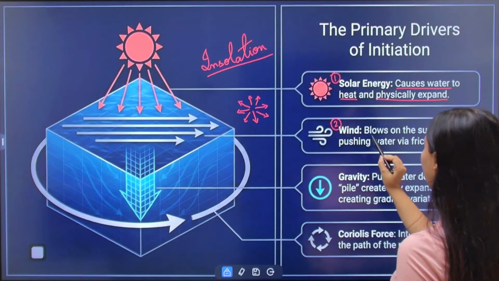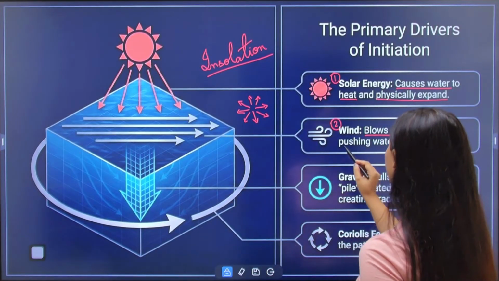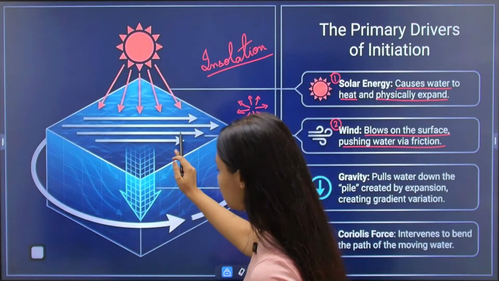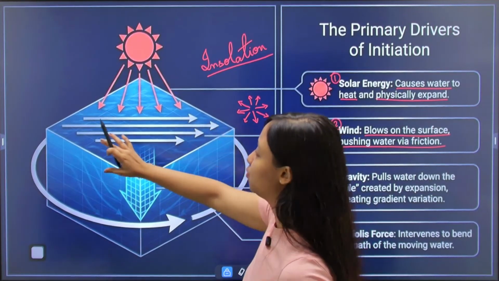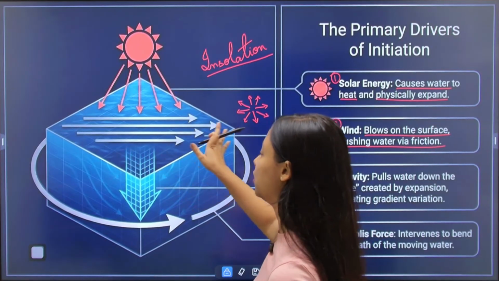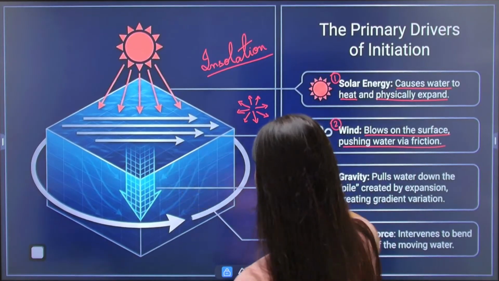The second primary force is wind. Wind blows on the surface of the ocean and pushes water via friction. Can you see these arrows? Wind is forcing the water to move in some direction based on the direction of the wind. In whichever direction the wind is flowing, it will cause the water to move in that direction through friction.